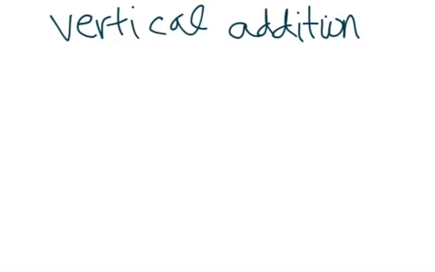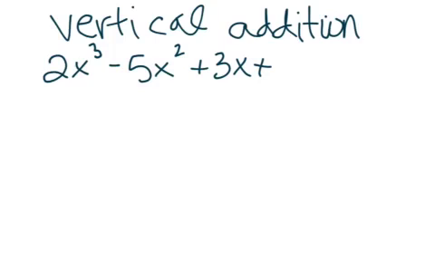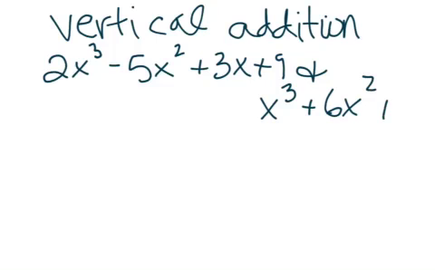Alright, so I'm going to look at part A on your example 1, and we're going to add 2x to the third minus 5x squared plus 3x plus 9, and we're going to add that to x to the third plus 6x squared plus 11.